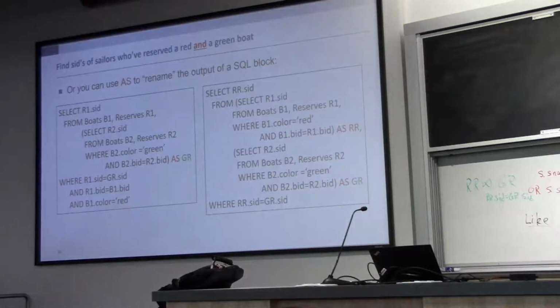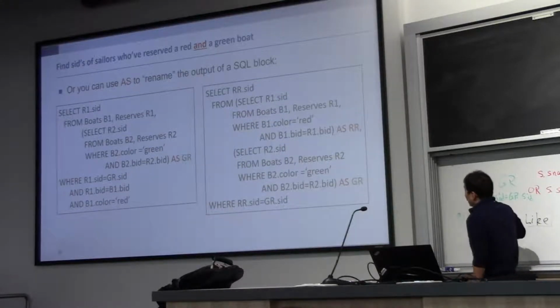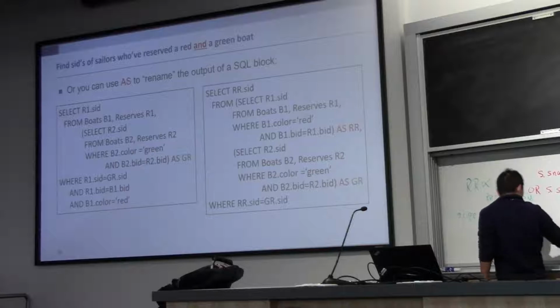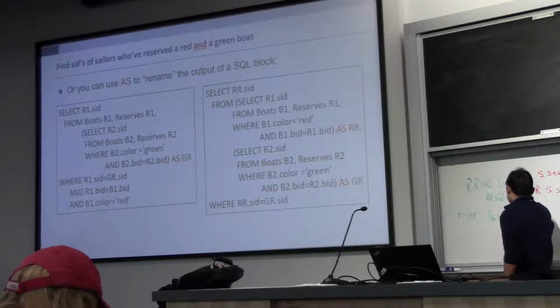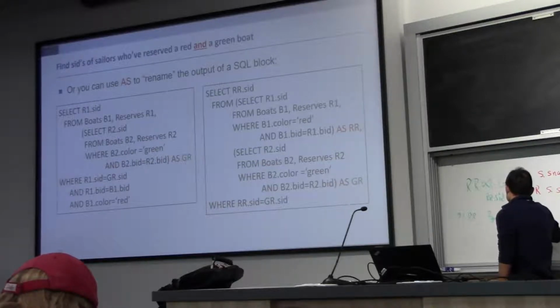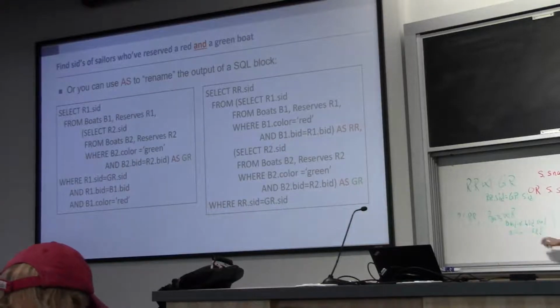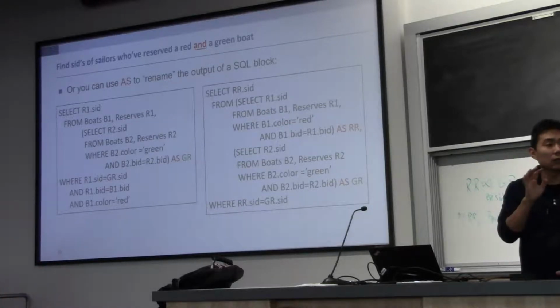Okay? Where your RR is, you rename RR as those boats join with reserve, with a condition. And for green, the same thing, change this condition to green. Okay? That's what it looks like if you write this in relational algebra.